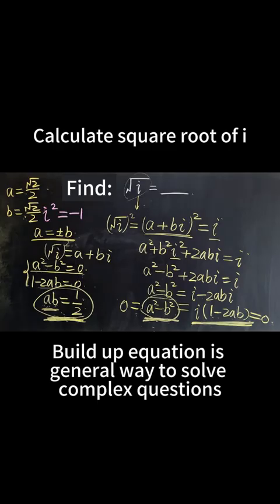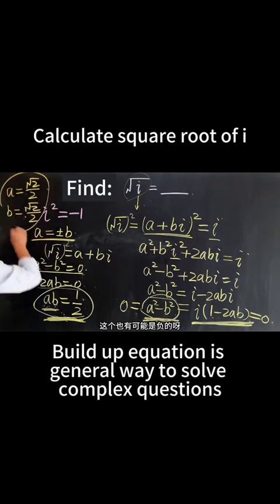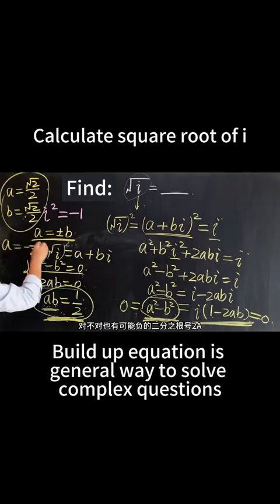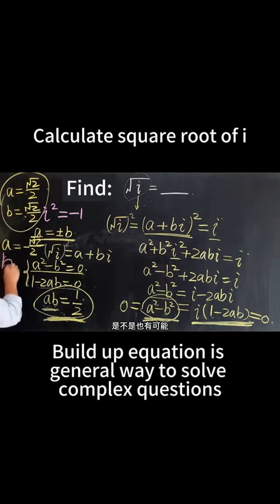How do we figure this out? Isn't it equal to this? It could also be negative, right? It could also be negative square root of 2 over 2. Yeah, isn't that possible too? It could be negative square root of 2 over 2 for b as well. So how many possibilities are there?